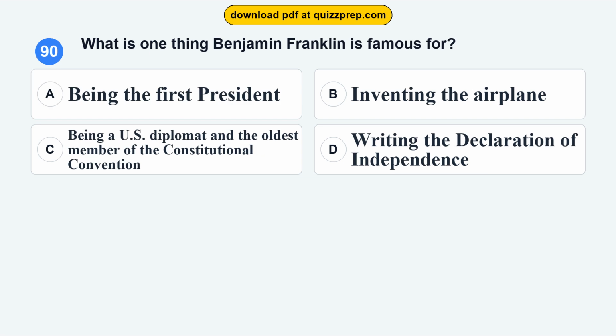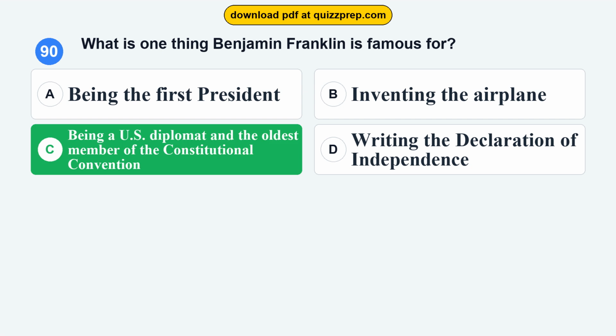Question 90. What is one thing Benjamin Franklin is famous for? Option A. Being the first president. Option B. Inventing the airplane. Option C. Being a U.S. diplomat and the oldest member of the Constitutional Convention. Option D. Writing the Declaration of Independence. The correct answer is option C. Being a U.S. diplomat and the oldest member of the Constitutional Convention.